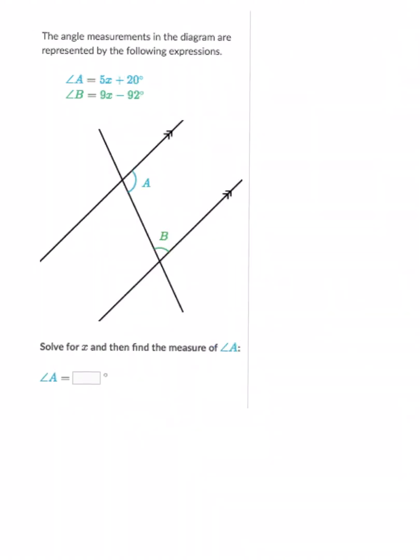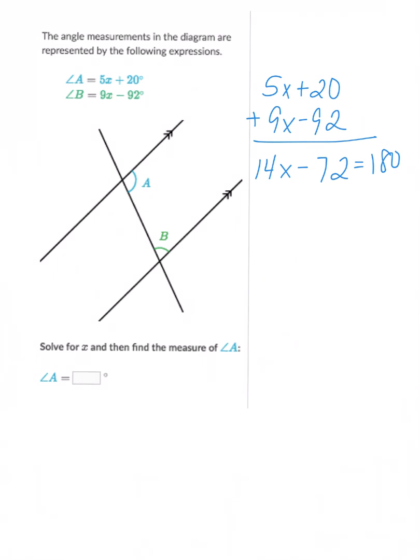In this picture, they're showing me two interior angles that are next to each other. If you remember, here's my obtuse angle, B is my acute angle, which means if these two lines are parallel, then these two interior angles that are next to each other have to add up to 180. So I'm going to add those two angles and set them equal to 180. So I added them together and I got 14x minus 72 equals 180. Now I'm going to put a line through the equal sign. I'm going to add 72 to both sides.